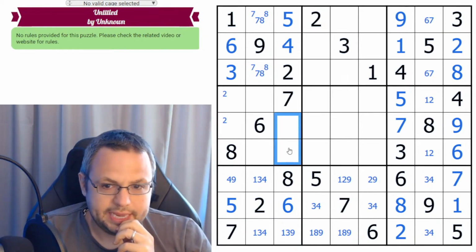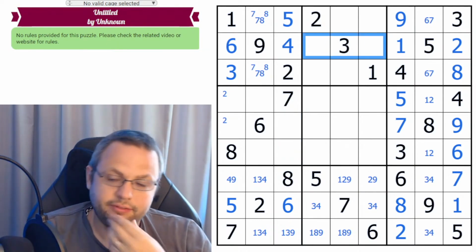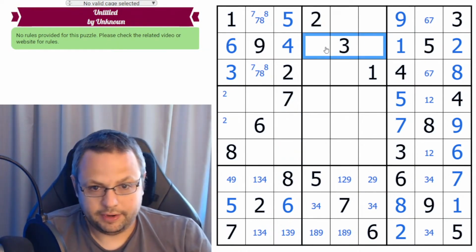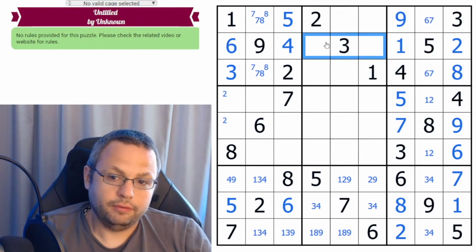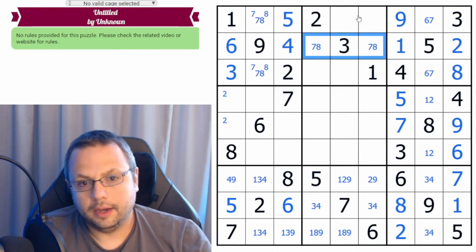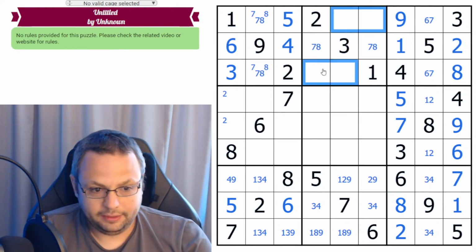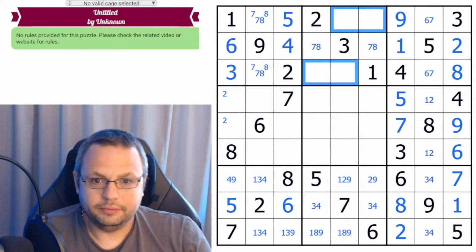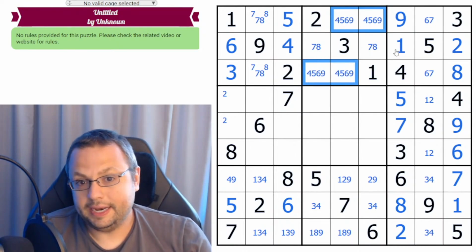Okay, so these digits... Actually, sorry, let's do these digits first, just to finish the loop. 1, 2, 3, 4, 5, 6. These are 7, 8. And so the rest of the box is 1, 2, 3, 4, 5, 6, 7, 8, 9.